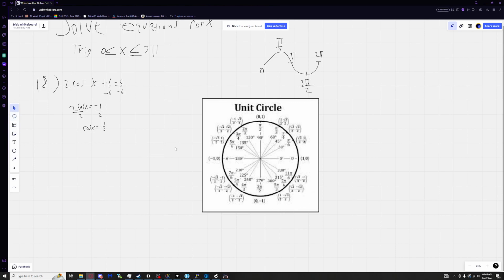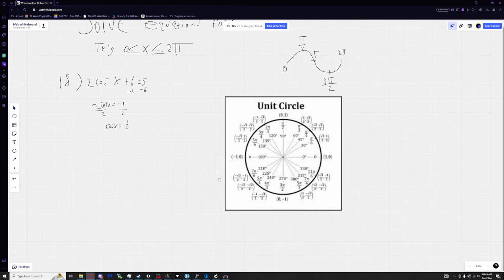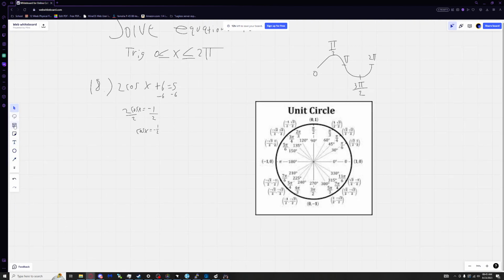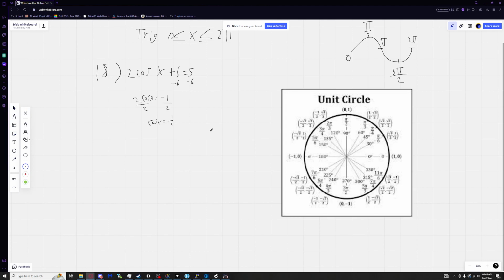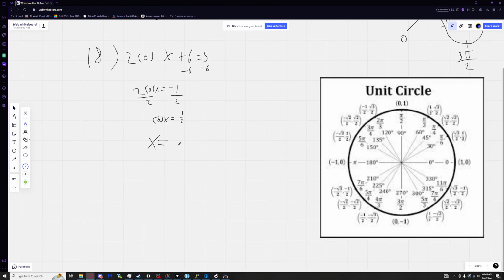But what we're trying to find here is when cosine, which on the unit circle is the x-coordinate, is equal to -1/2. And as we can see here, it is equal to -1/2 right here at 120 degrees, or 2 pi over 3. And then right here at 240 degrees, or 4 pi over 3. So, given that, we have found our answer for x to be either 2 pi over 3 and 4 pi over 3. So we're going to write that down real quick. X is equal to 2 pi over 3 and 4 pi over 3.